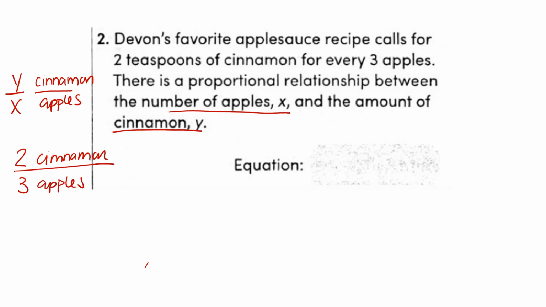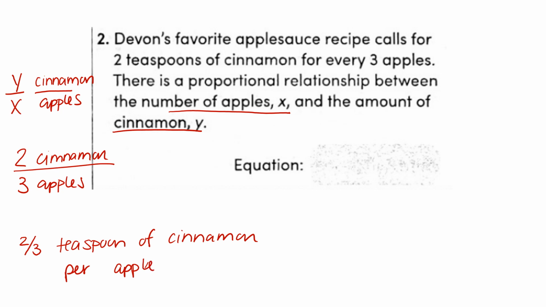If you divide 2 by 3, you get a repeating decimal, 0.6 repeating. If you convert that into a fraction, we would have 2/3. So it's 2/3 of a teaspoon of cinnamon per apple.